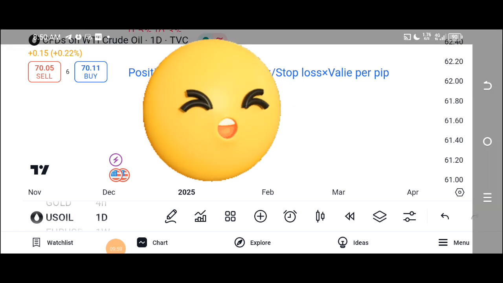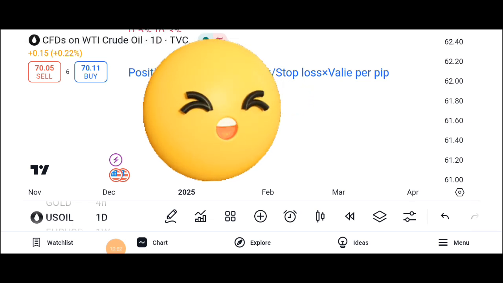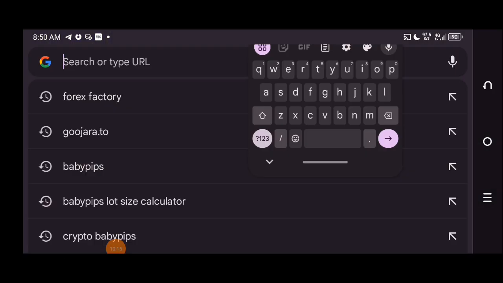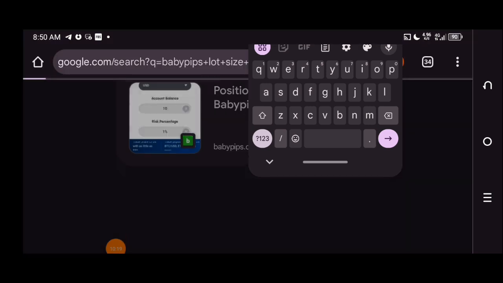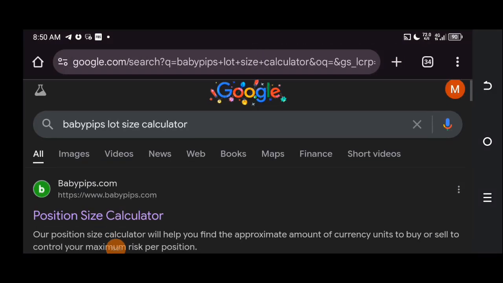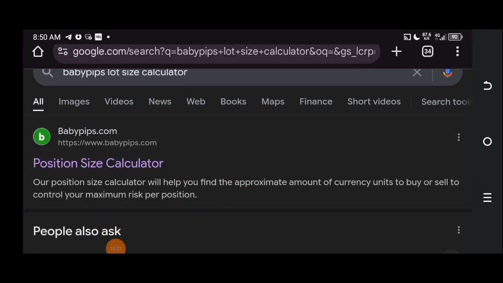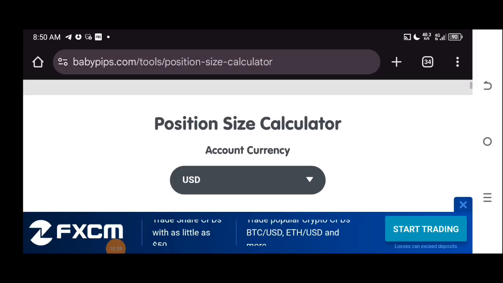So one thing you need to do is go to your Chrome browser. Okay, just go to Chrome. After that, you're going to type in Babypips lot size calculator. Okay, I'd already searched for it, that's why it came up. So the first thing it will bring is the babypips.com position size calculator, as you can see. So you're just going to tap there, and here you are.